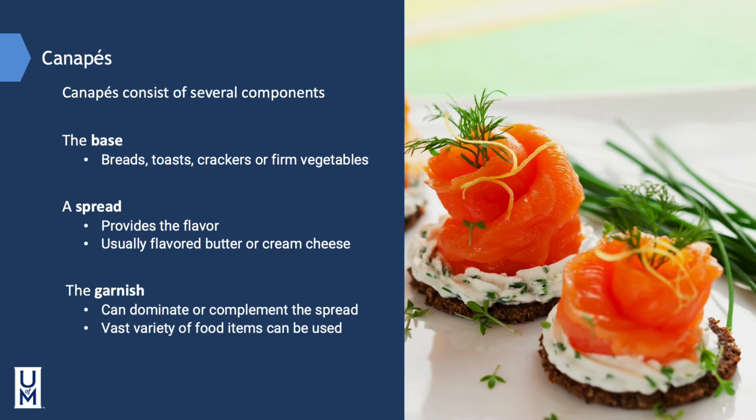And then the garnish. Typically, when we say garnish, what we're referring to here is going to be a dominant or complement flavor. In this case, in the example used, you have a little bit of rye toast with the chèvre, which is a goat cheese mixed with herbs, and then the salmon on top of that. And a variety of foods can be used for this style of garnishing. Here are just some examples of different kinds of garnishes and different kinds of canapés that can be made.